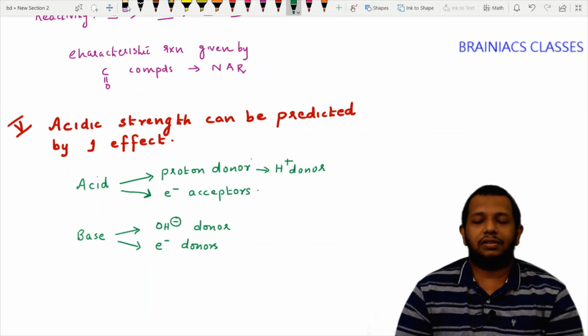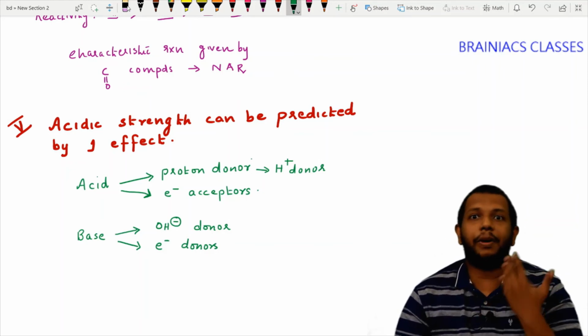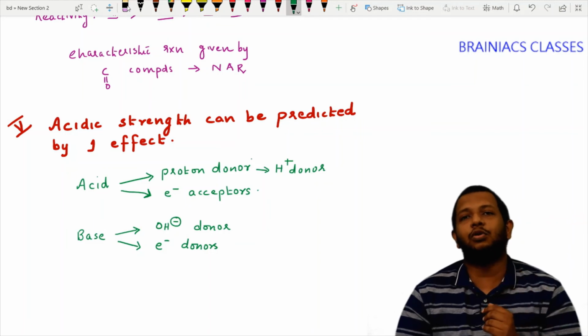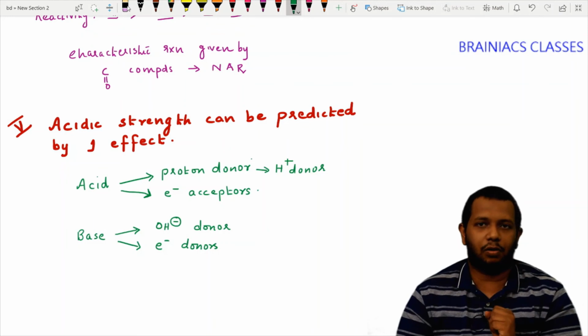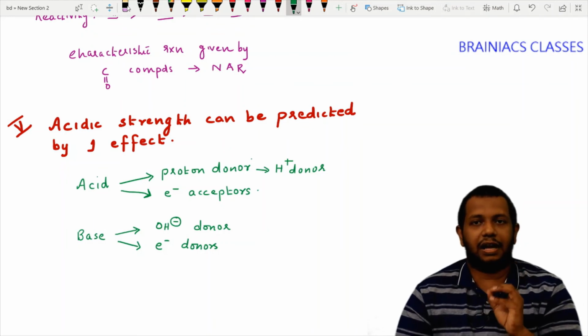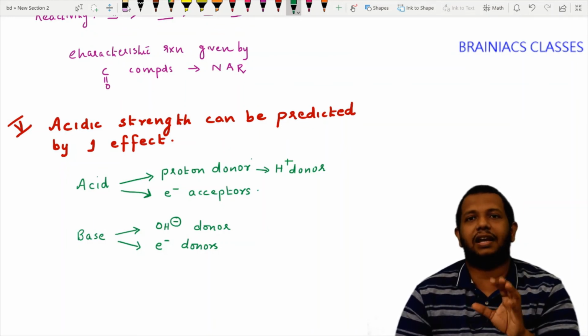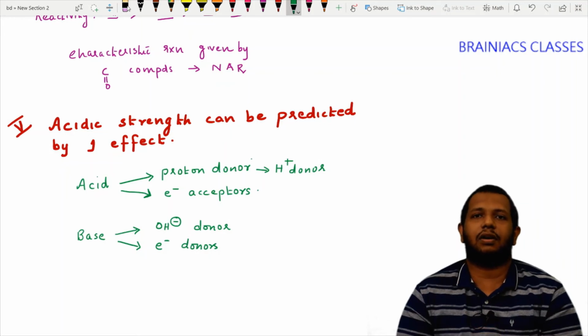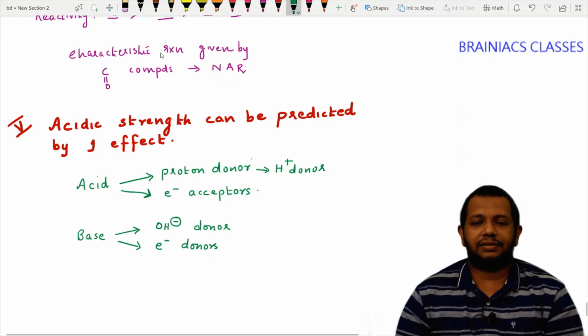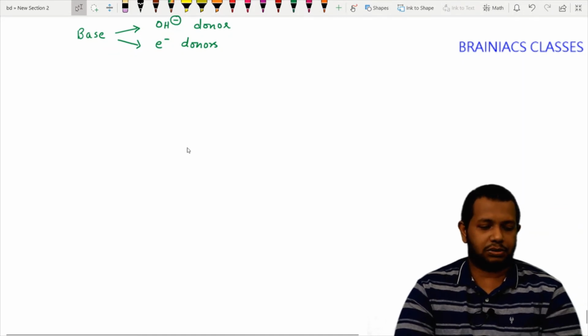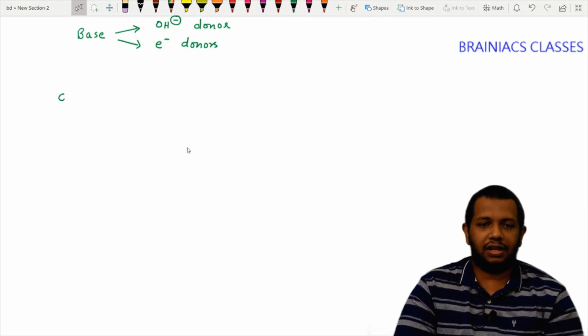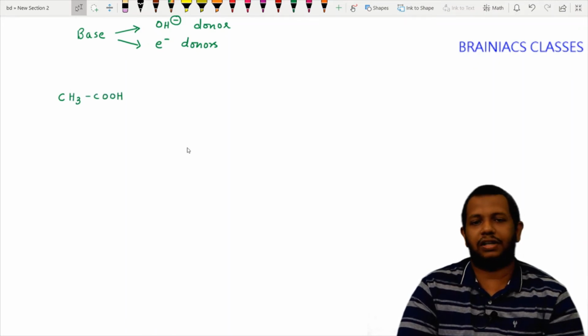Now with this definition, let me show how the inductive effect plays a role in predicting the acidic strength of a particular compound. I will do one analysis, then just analyze that and check whether you are understanding or not. Okay, so let's see that. Suppose you are given a compound, for example something like CH3COOH. This is a carboxylic acid.